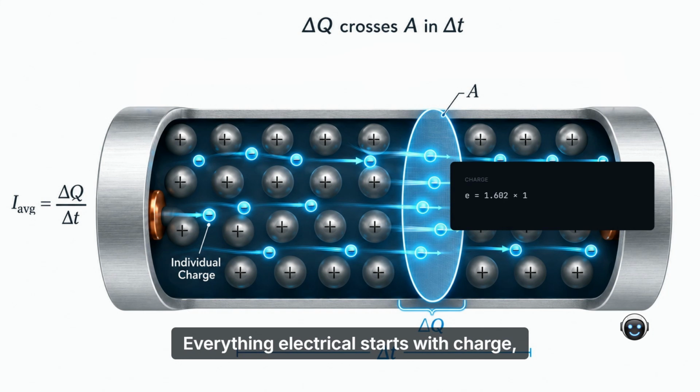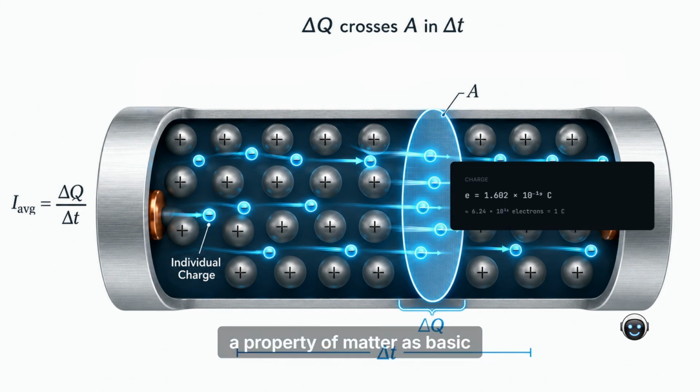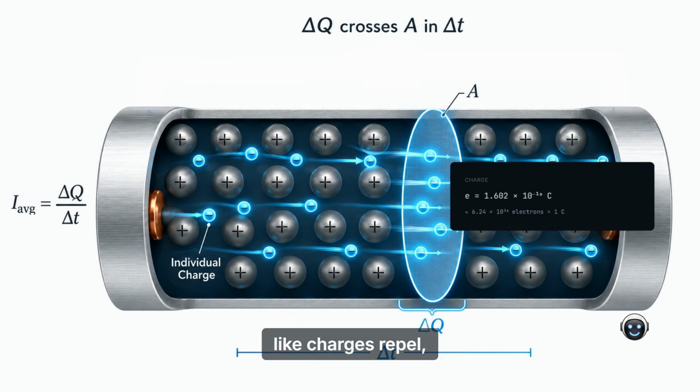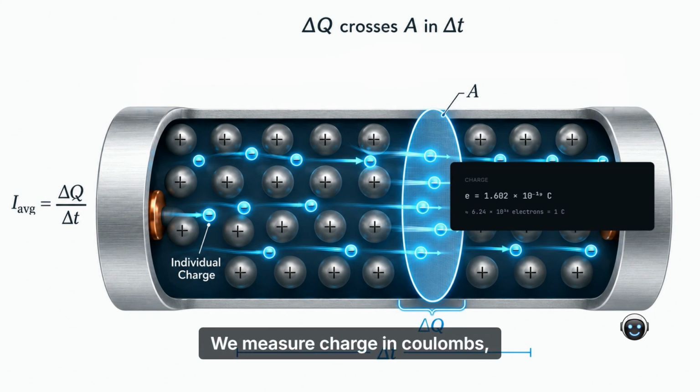Everything electrical starts with charge, a property of matter as basic as mass. It comes in two kinds: positive and negative. Like charges repel, opposites attract. In a wire, the carrier is the electron. We measure charge in coulombs, and a single electron holds just 1.602 times 10 to the minus 19 coulombs. It takes over 6 billion of them to make 1 coulomb.